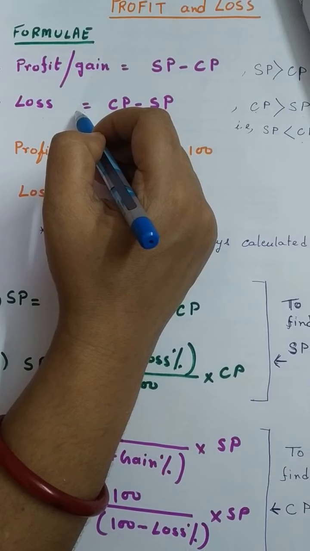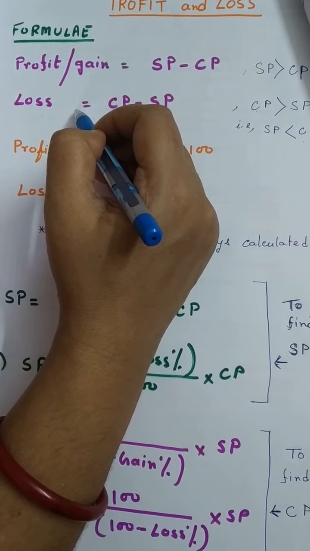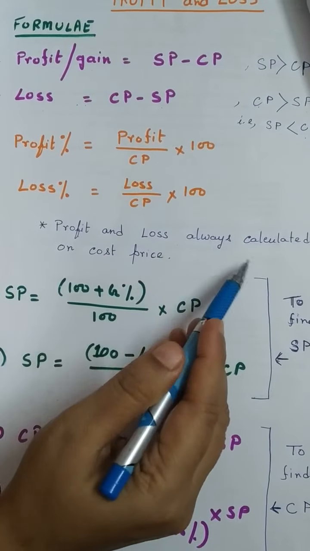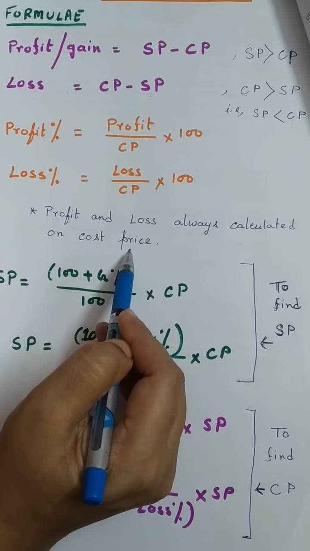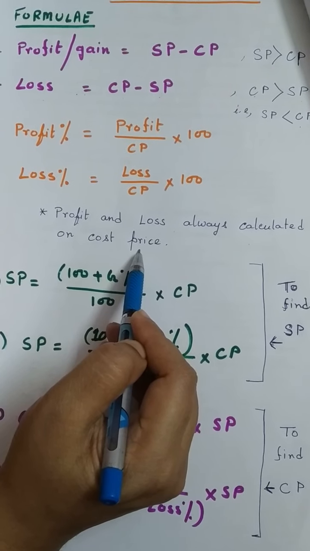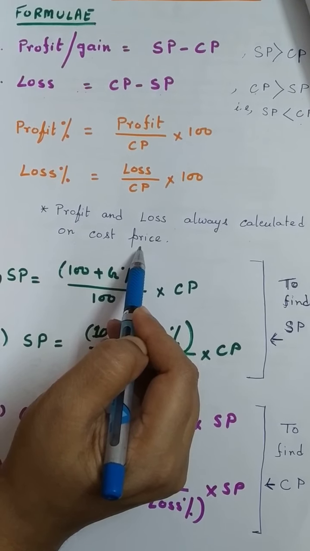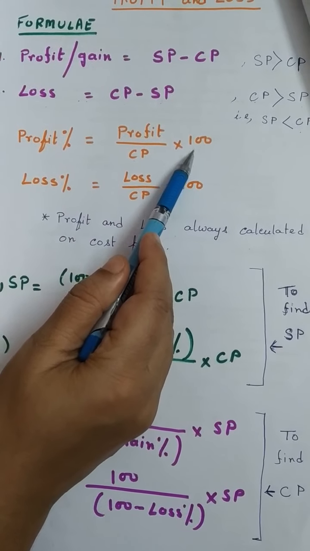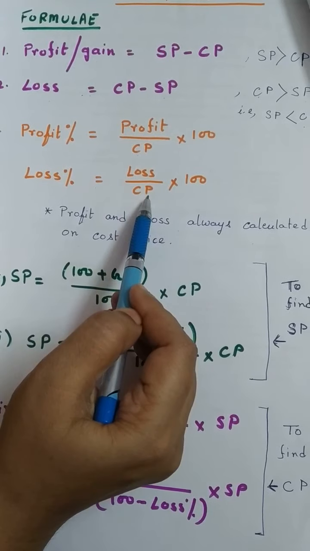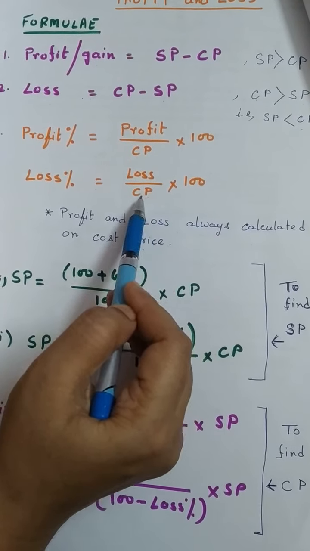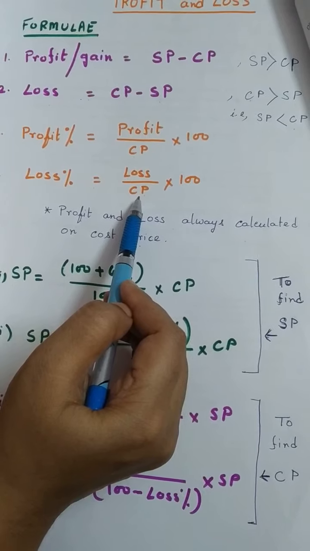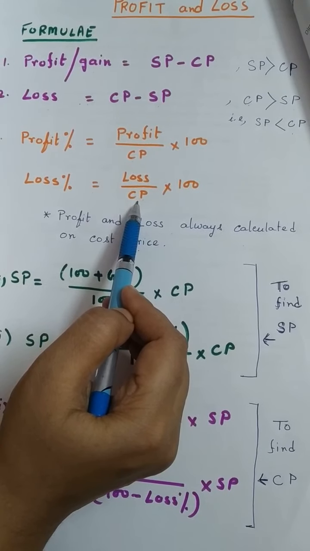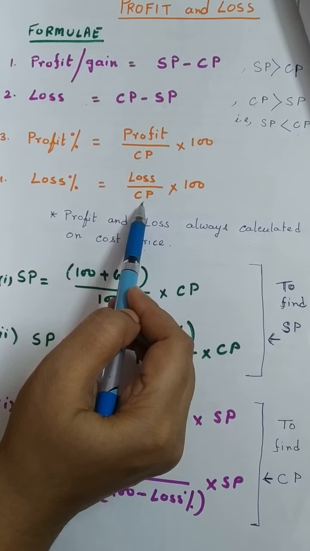Now the second thing, how will you find profit percent or loss percent? Always remember, profit and loss are calculated on cost price. So profit percent is equal to profit upon CP into 100, and loss percent is equal to loss upon CP into 100. Upon CP, it is fixed because profit and loss are calculated on cost price.